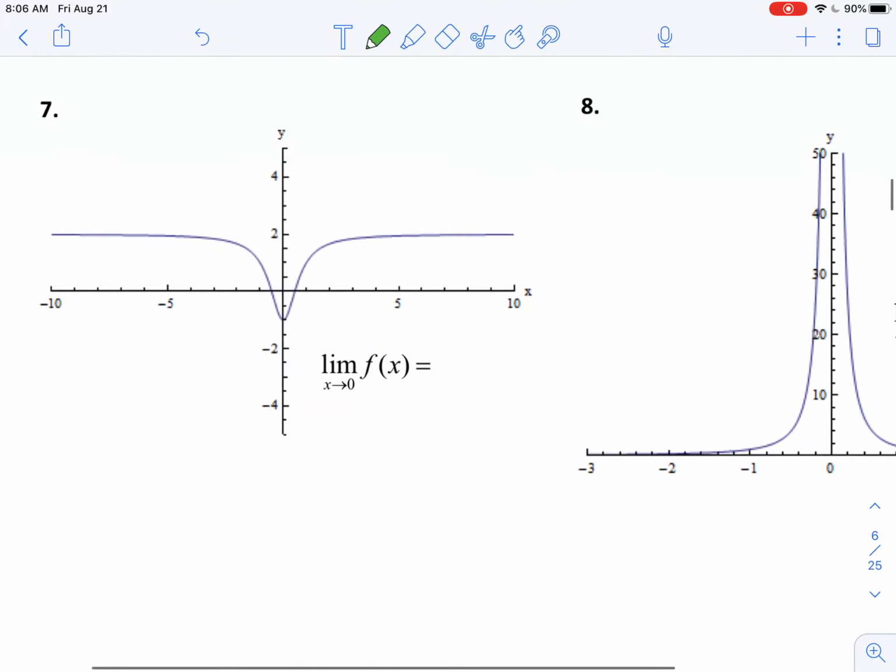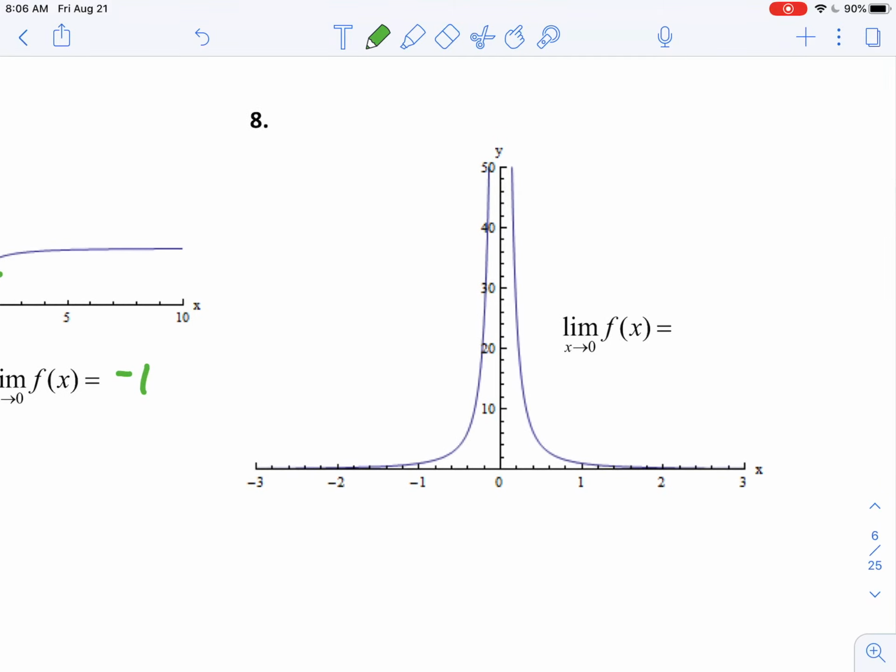Couple more. Number 7. The limit as x approaches 0 of f of x is. So as x approaches 0, I'm going to come this way and I'm going to come that way, and it looks like my arrows are coming together, and they're both coming together at the value of -1.